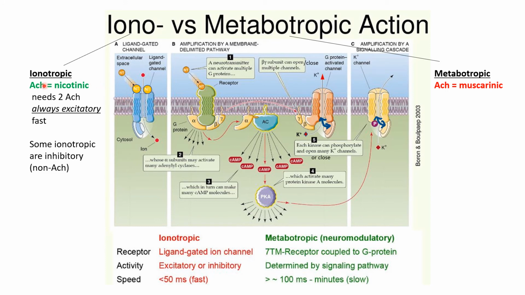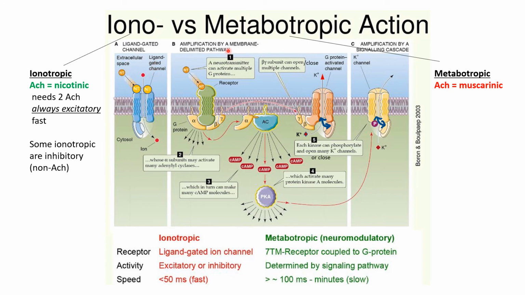That's just for acetylcholine. Remember, there are other types of receptors that are ionotropic. We're only talking about one here. So some of those other ionotropic receptors could be inhibitory if they were allowing negative ions in, or if they were allowing positive ions out.